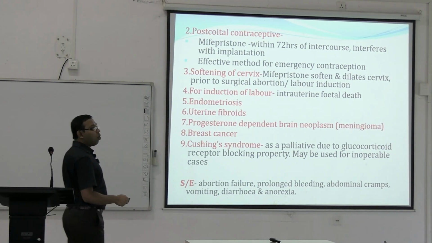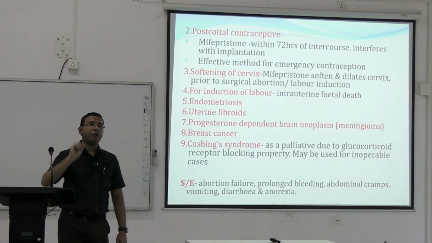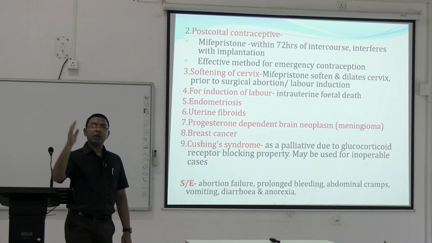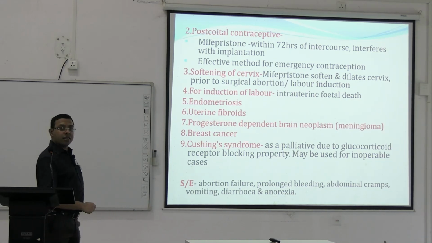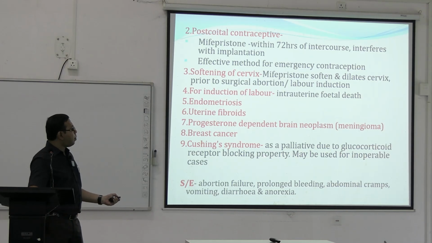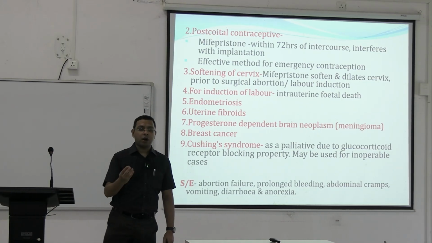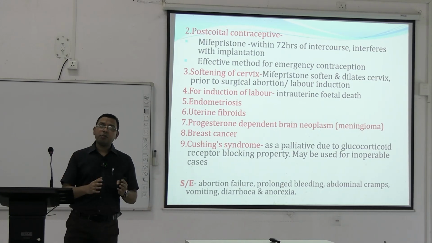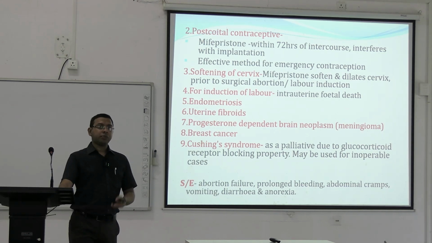Progesterone dependent brain neoplasm like meningioma. In meningioma there are progesterone receptors. So if we are using mifepristone, that can decrease the size, and shrinkage of the tumor can happen. Breast cancer, Cushing syndrome: as a palliative, due to its glucocorticoid receptor blocking property, it may be used for inoperable cases. Cushing syndrome again happens due to some adrenal tumor. So there are different types of drugs and mostly surgical methods are adopted. Since progesterone has anti-steroid activity, we can give this for shrinkage.